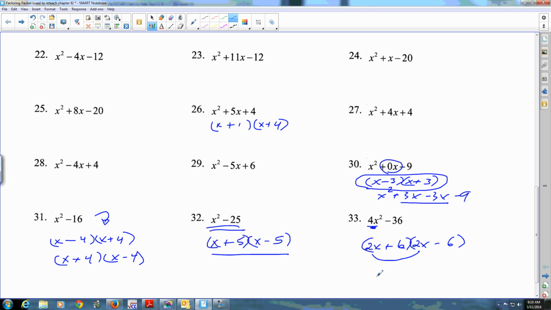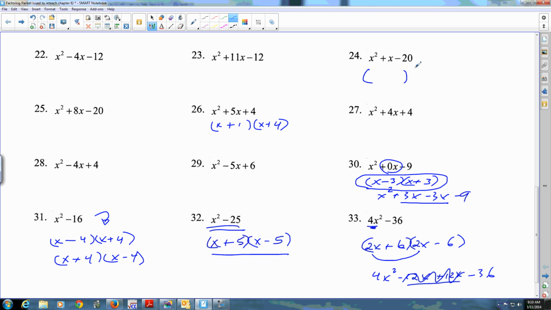So we got first, 4x squared, outside minus 12x, inside plus 12x. Notice the middle cancels out. 6 times negative 6 is negative 36. And this is gone. So there it is. It worked. Again, they're identical, but one's a plus, one's a minus. This again is called the difference of squares pattern. It's different than these.